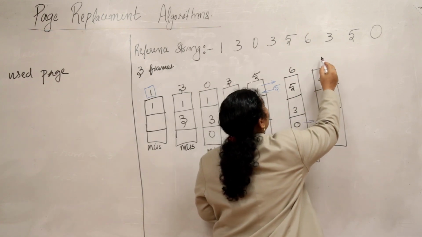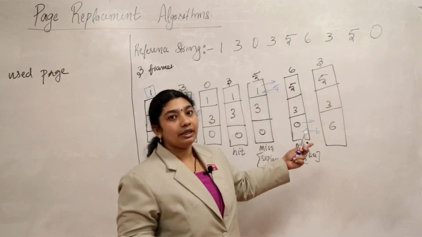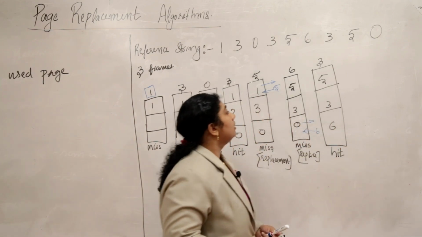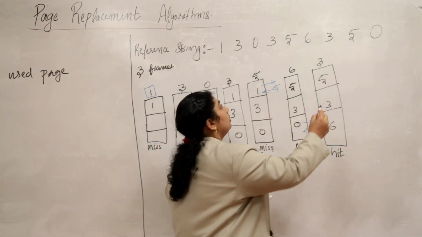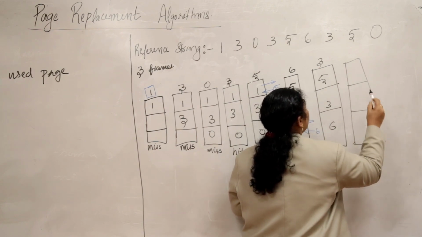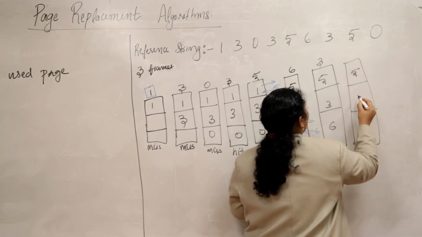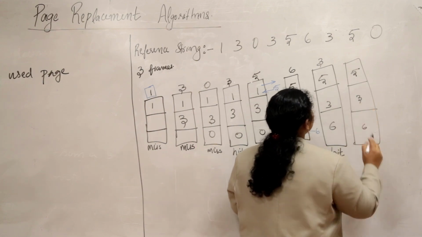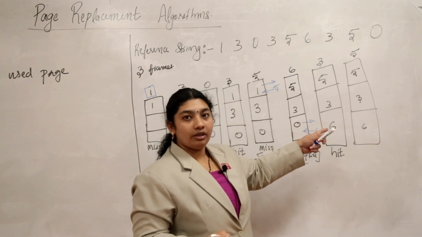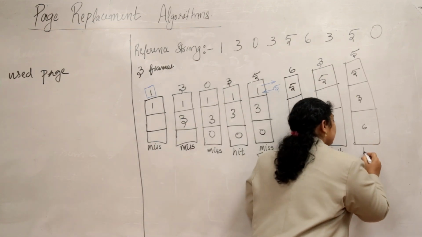Next request is for 3. 3 is already present in the physical memory, so it is a page hit, and we can directly access the page. Again, the same values are stored in the physical memory: 5, 3 and 6. Next request is for page number 5. Page number 5 is already present in the physical memory, so again it is a hit.